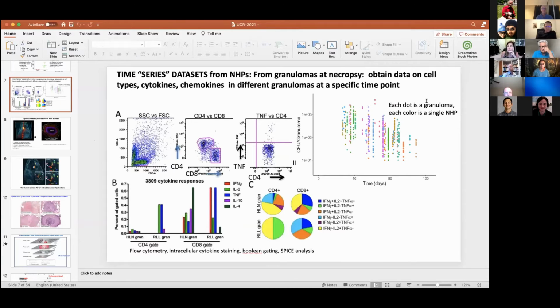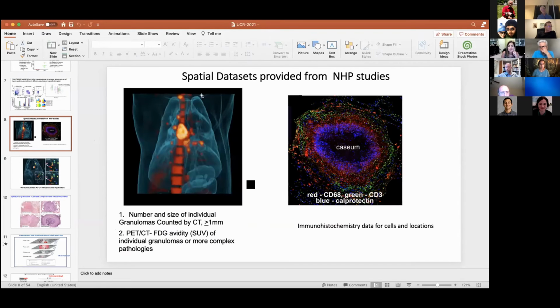So for example, from the non-human primate data, we have flow cytometry data. We have something called Boolean gating and SPICE analysis data, which tells you about different cells and what they're making. We have the number of bacteria per granuloma over time. We have all sorts of data. We also have spatial data. This is a PET CT scan showing us which granulomas are where, and whether they're hot, meaning they've been incorporating FDG, a glucose marker, and we can track that. They can do this a few times on the monkeys before necropsy. Then we also get immunohistochemistry data at the time of necropsy. So we have both spatial and temporal data.